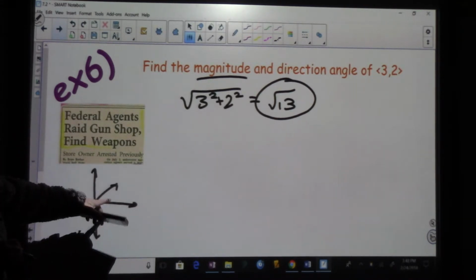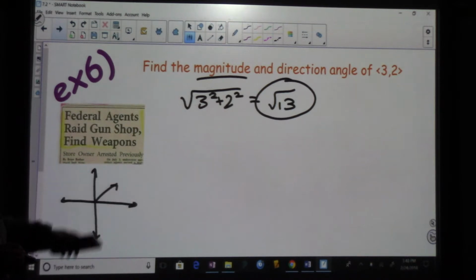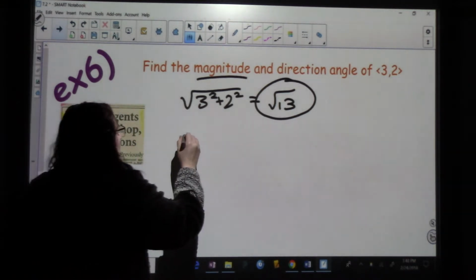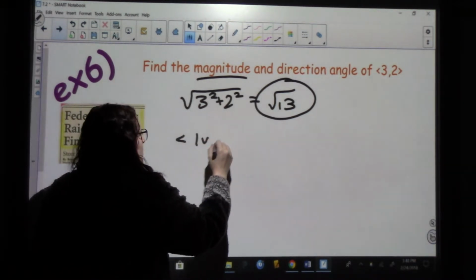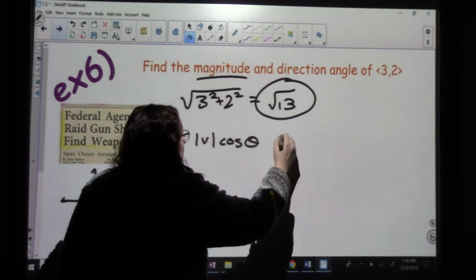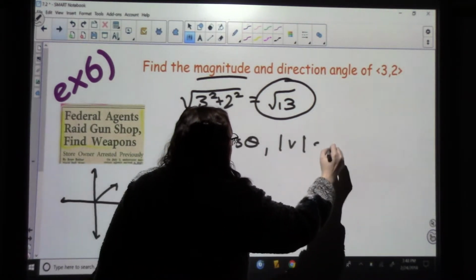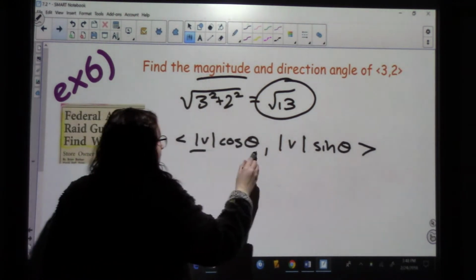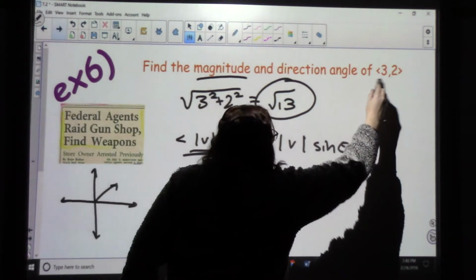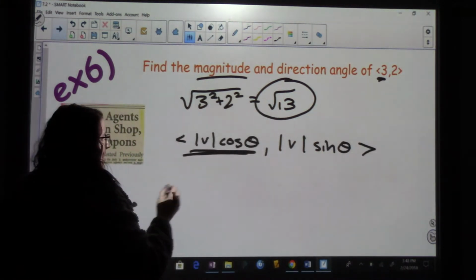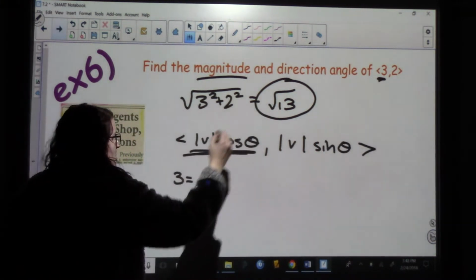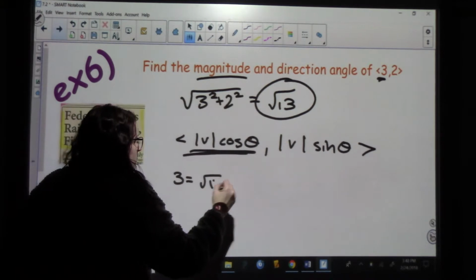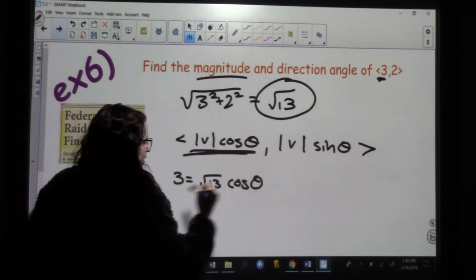So I should have an angle between 0 and 90 when I'm all done. Okay. So now I know that the component form is the magnitude of V cosine theta, magnitude of V sine theta. So I'm going to use that. If this is my x or my I component, if you want to think about it, that should be 3. So 3 should be equal to the magnitude times the cosine of theta.